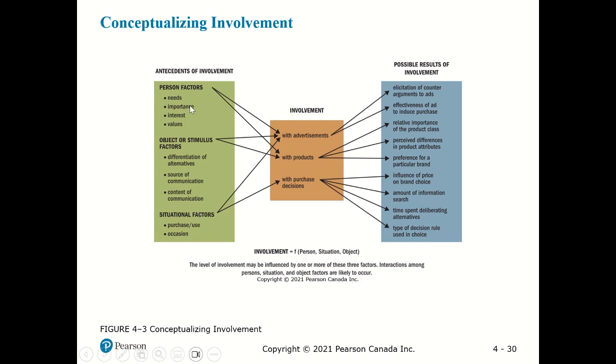Personal factors may be your personal need or importance, or maybe your personal interest or value. So when you have some personal factors, definitely you will get involved with the advertisement to satisfy those needs. Object or stimulus factors are the differentiation of the alternatives. We have different alternatives, with some products or some advertisements of different companies, and you find different alternatives. Then the source of communication may be different, and the content of communication may be different.